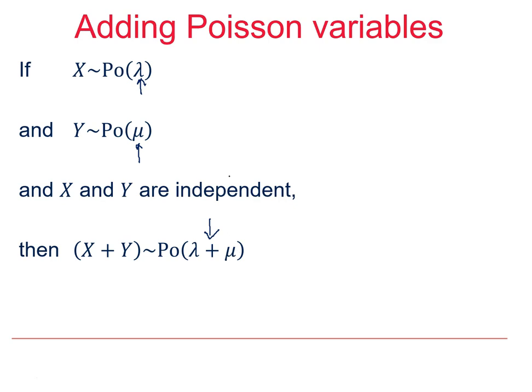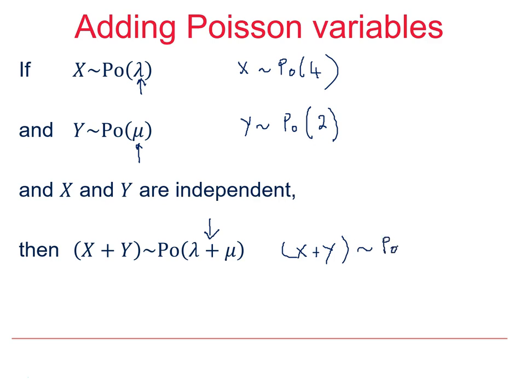And this is fairly intuitive. So if the number of cars passing a particular point in a 5-minute interval followed a Poisson distribution with lambda equal to 4, and the number of vans and lorries passing followed a Poisson distribution with lambda equal to 2, then the number of vehicles, cars, lorries and vans that passed a particular point on a road in a 5-minute interval would be distributed with a Poisson distribution, and this time lambda would be 6.